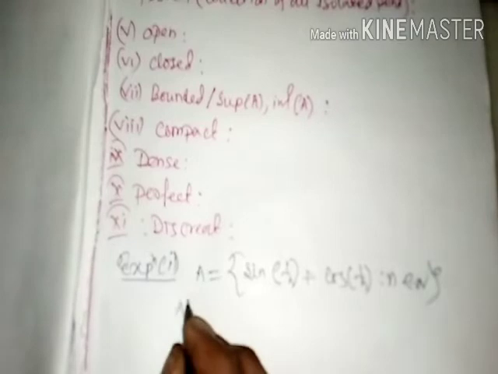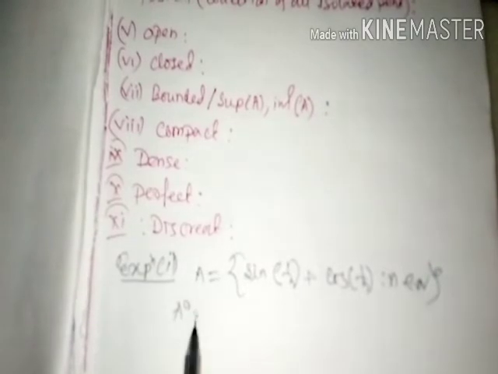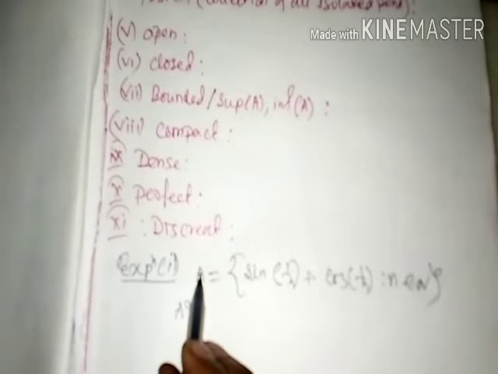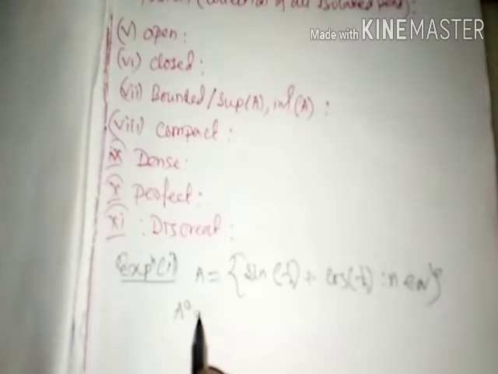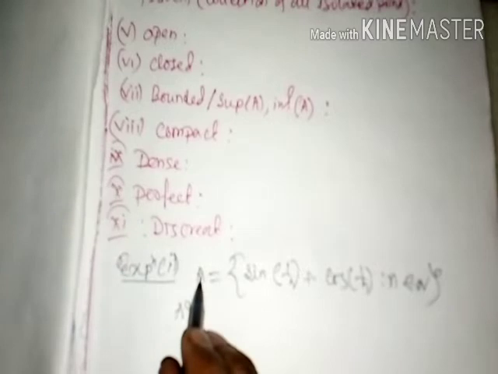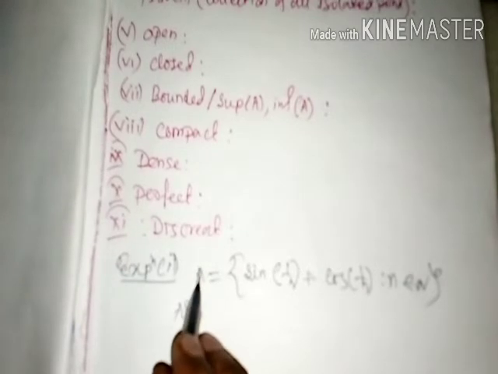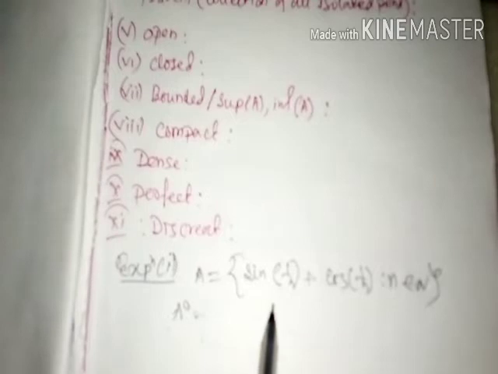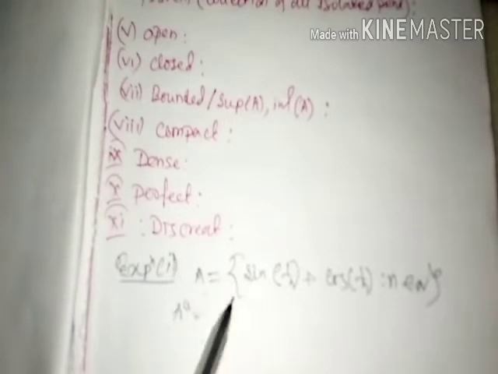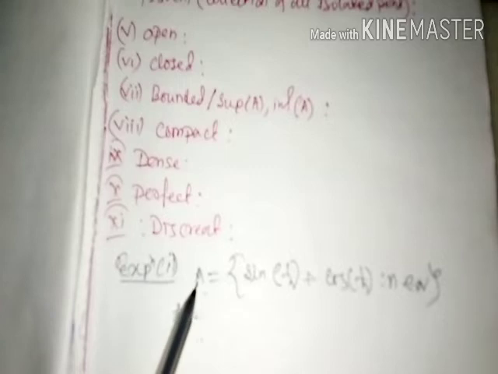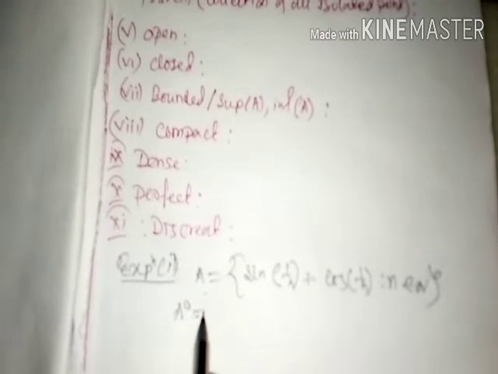Now we want to determine A naught. A naught is the collection of all interior points of A. What is the definition of an interior point? A point is said to be an interior point of A if A is a neighborhood of that point, but there is no point in the set A which is an interior point of A. That's why A naught, the collection of all interior points, equals phi.